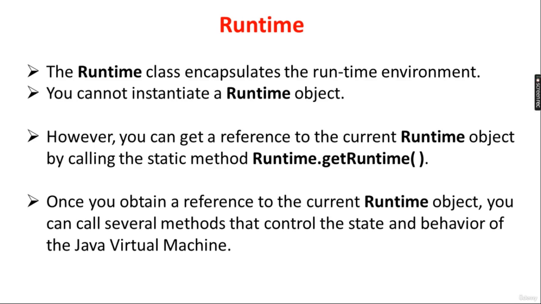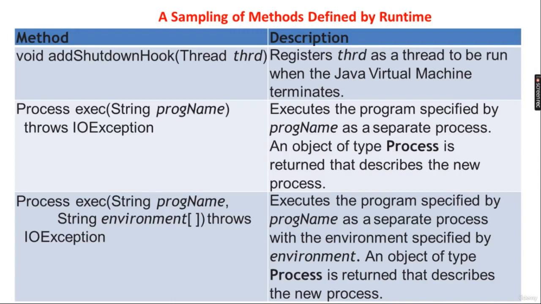Okay, Runtime. The Runtime class encapsulates the runtime environment. You cannot instantiate this object. However, you can get a reference to the current Runtime object by calling the static method Runtime.getRuntime. Once you obtain the reference to the current Runtime object, you can call several methods that control the state and behavior of the Java Virtual Machine. You cannot instantiate it first of all, but you can get a reference using Runtime.getRuntime, and after you get the reference, you can call several methods that control the state and behavior of the Java Virtual Machine, that is, the JVM.